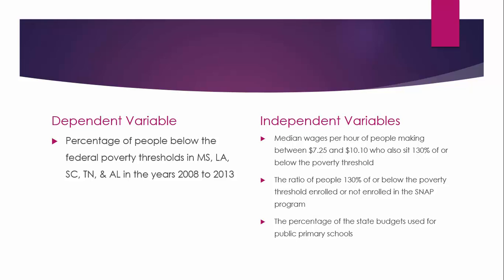Ultimately, I think that after the statistical analysis and everything's said and done, I can expect to see a clear picture of how low minimum wages, people enrolled in SNAP, and state primary school budgets affect poverty rates in the South, in these 5 states in the South.